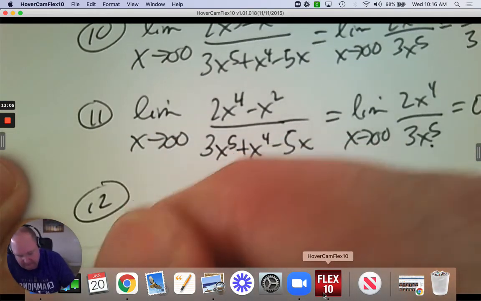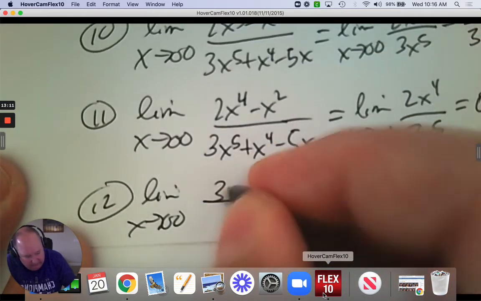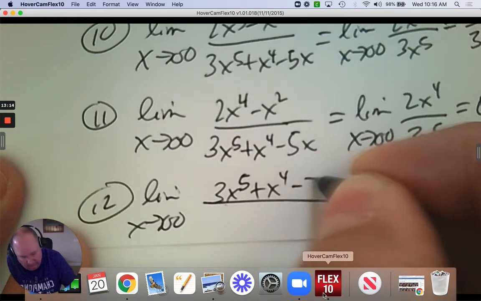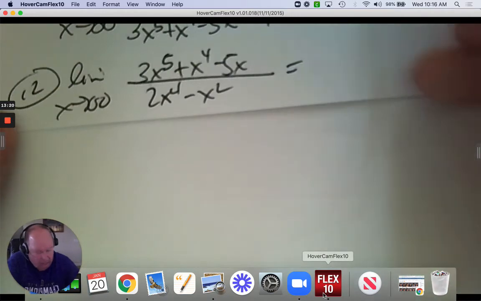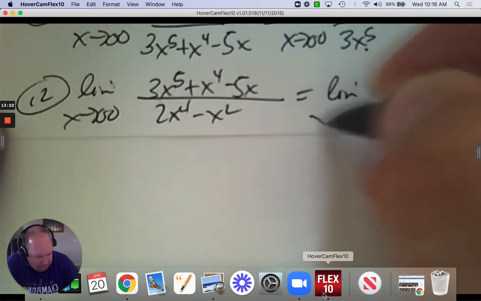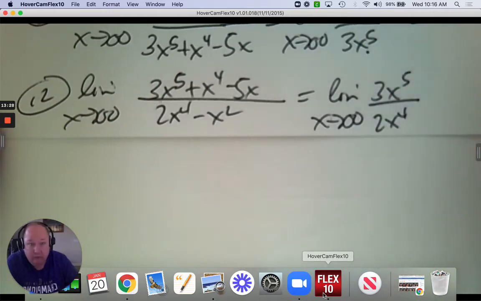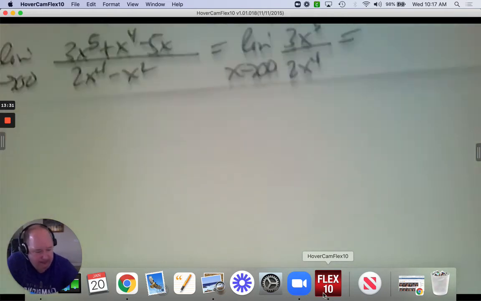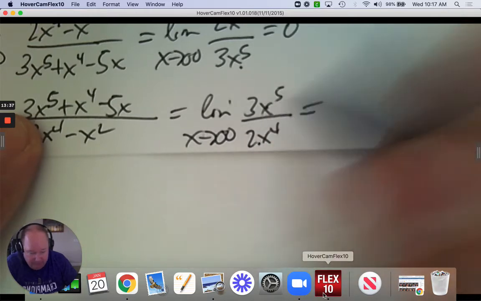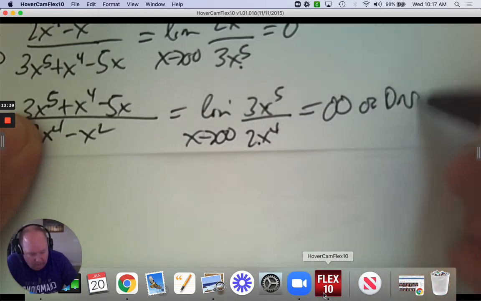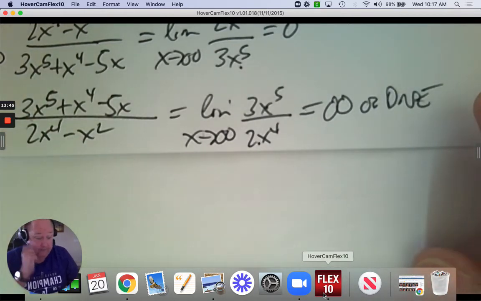Number 12, the limit as x approaches infinity, and this one is 3x to the 5th. Oh, it's just the reciprocal of what I just did. So what would happen then? Again, look at power term over power term: the limit as x approaches infinity of 3x to the 5th over 2x to the 4th. If the top is more powerful than the bottom, it's increasing faster, so it's going to infinity. Or you could also write down that it doesn't exist, because you can never approach infinity. So either one would be correct. Number 13.